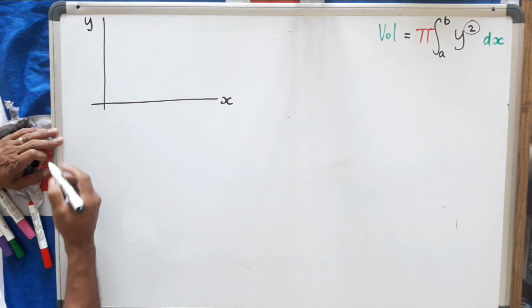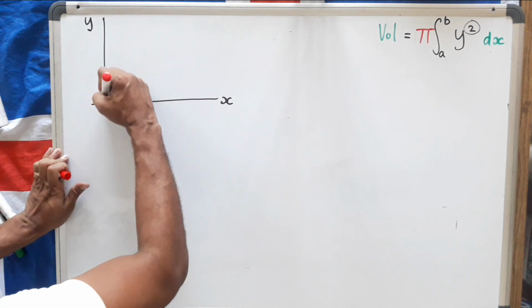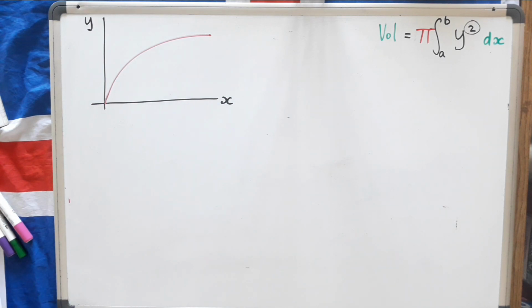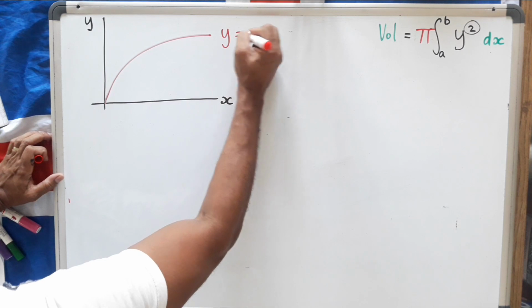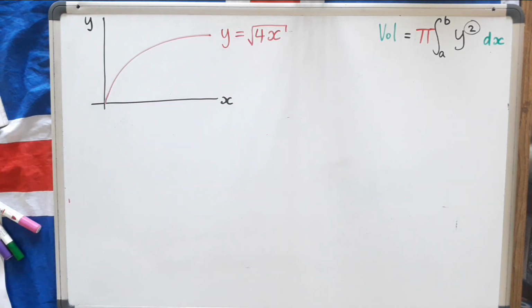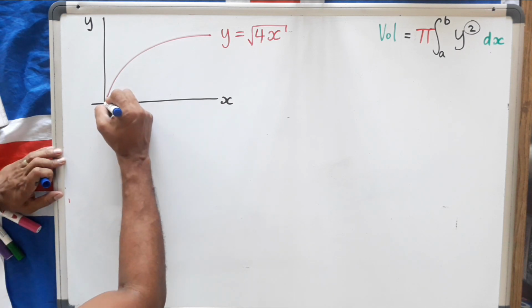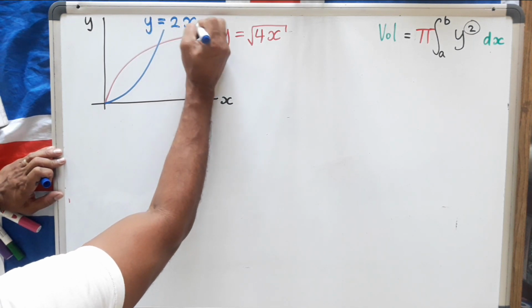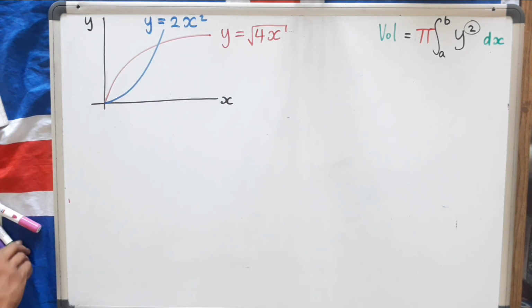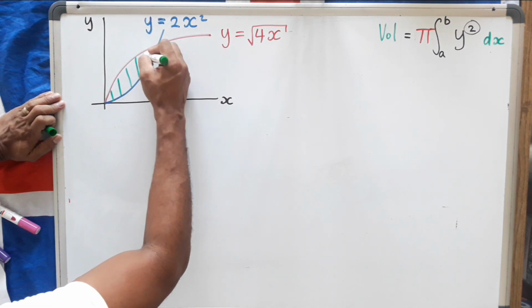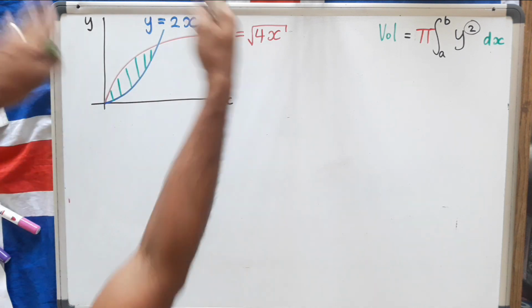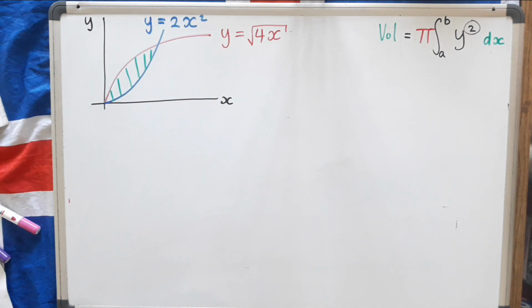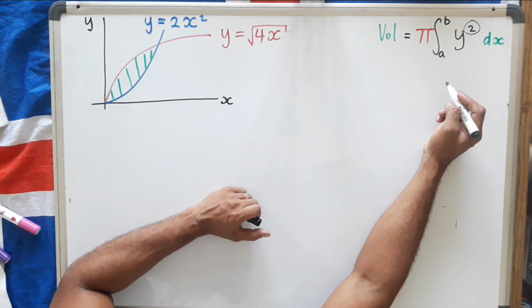X and Y. Let's say we have two graphs. Let's say we have one looking like this, and the equation is y is equal to 4x square root, right? Nothing is wrong with that. And there's another graph. Y is equal to 2x squared. And if you notice, in between the two graphs, there's an area. What I want to know is if I rotate that area, only the green part about the x-axis, what volume I will get. Now, whenever you have to find a volume created between two graphs, all you have to do is take the two equations, right?